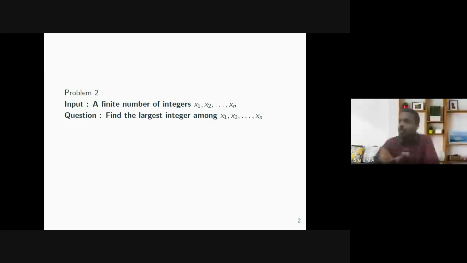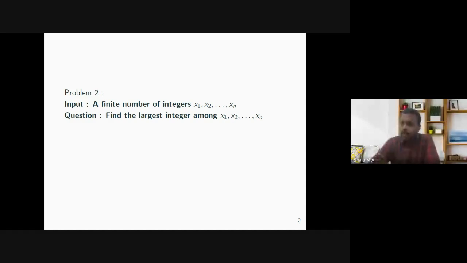So basically, even though this is not a decision problem, we are not asking for a yes or no answer. We are asking for an exact answer here. We are not asking for yes or no. We are asking for the largest integer. And such problems are called optimization problems.